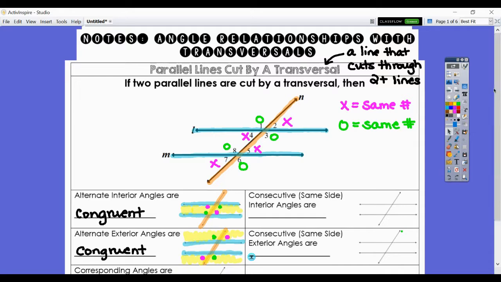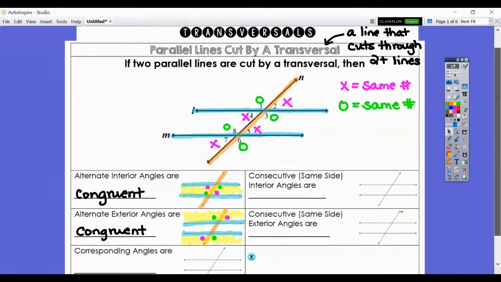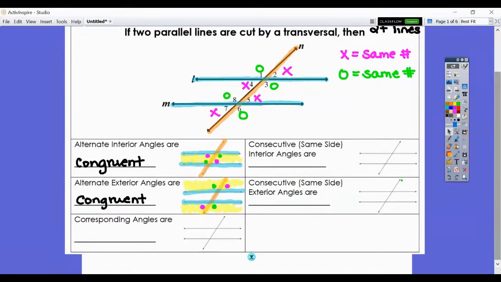With our next angle relationship, if two parallel lines are cut by a transversal, then corresponding angles are going to be congruent. And remember when we talk about congruent, it just means they're going to be that same number, that same angle measure in degrees. Corresponding is going to be in matching positions along those parallel lines. So we'll talk about that in a second, but think about matching positions for corresponding angles.